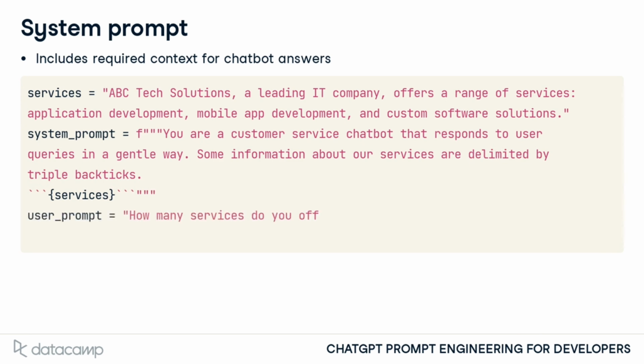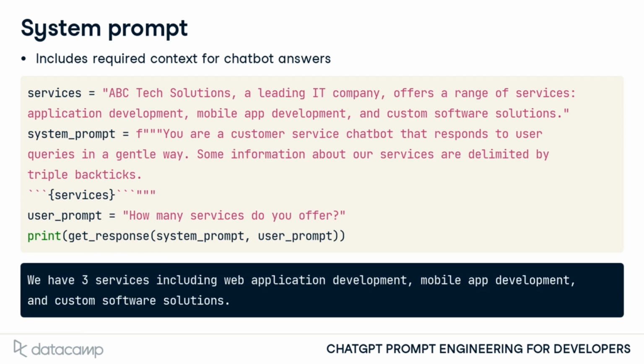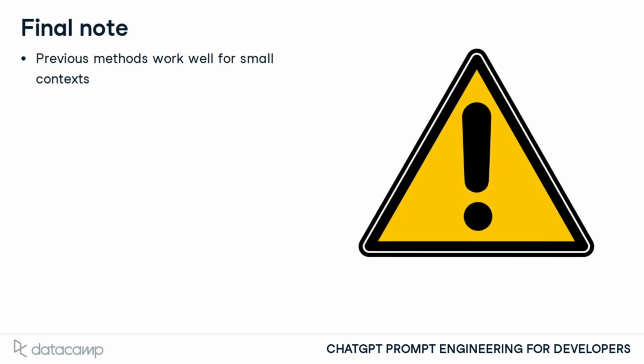When a user asks about the company's services, the model will respond with 3 services from the system prompt: web application development, mobile app development, and custom software solutions. One thing to note is that these methods will work well for relatively small contexts because any LLM will have some limitations in the amount of context it can handle. When a large amount of context is needed, more sophisticated techniques should be applied, which are outside the scope of this course.